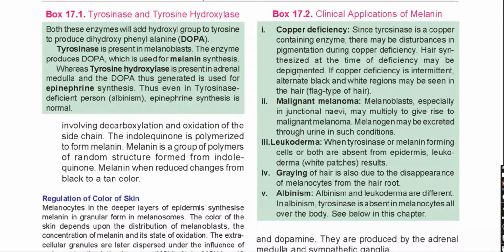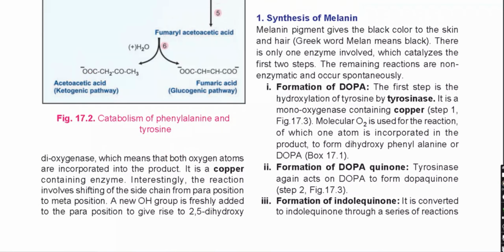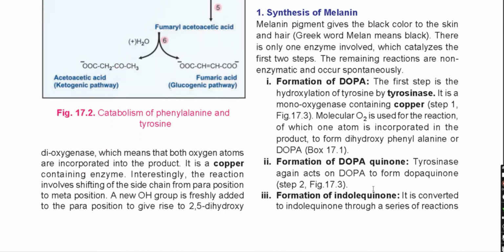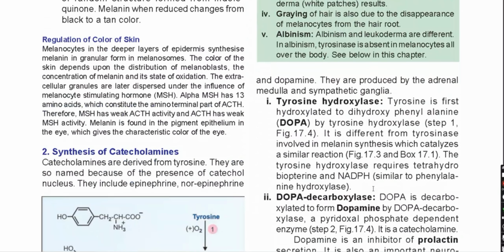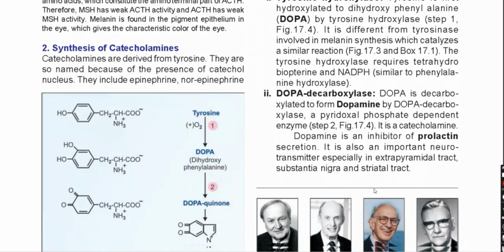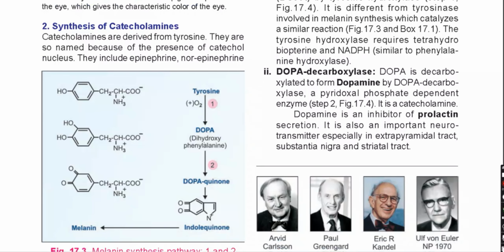Now let's understand the clinical application, and also the synthesis of melanin as well as the catecholamines. So first of all, melanin formation, which we already discussed in the last lectures. There is the formation of dopa, then the formation of dopaquinone, then in step number 3, formation of indolequinone, and after that it will lead to the formation of melanin. So this is the structure of melanin formation. Tyrosine forms dopa, dihydroxyphenylalanine, then dopaquinone, then indolequinone. After that, you will form the melanin.